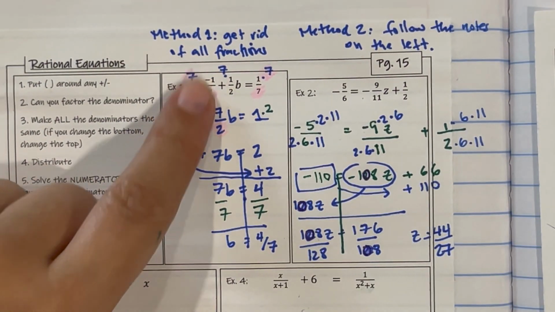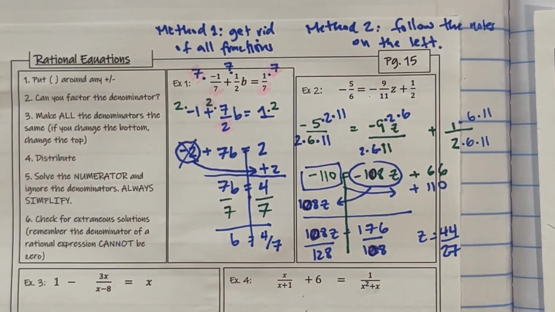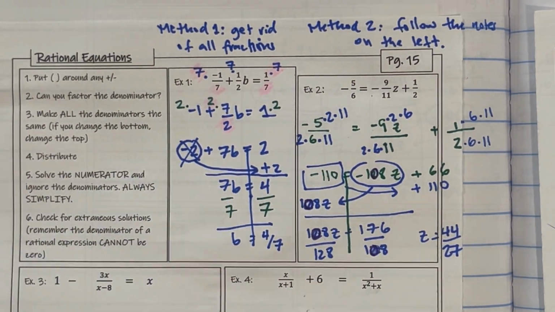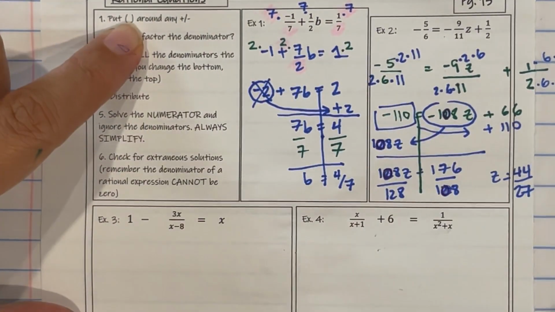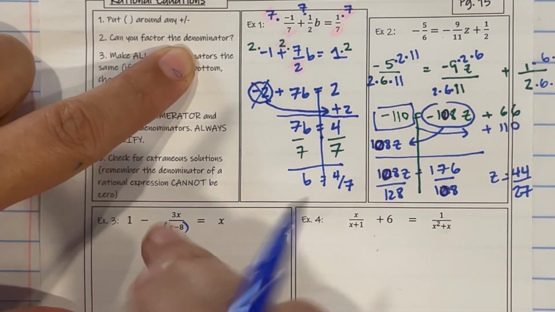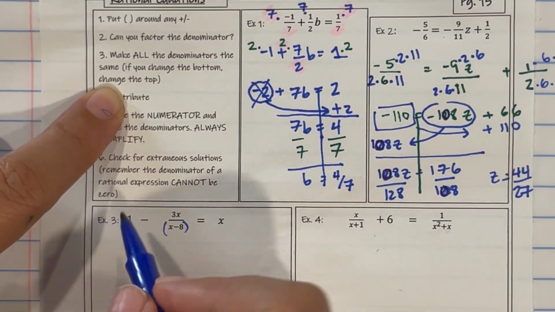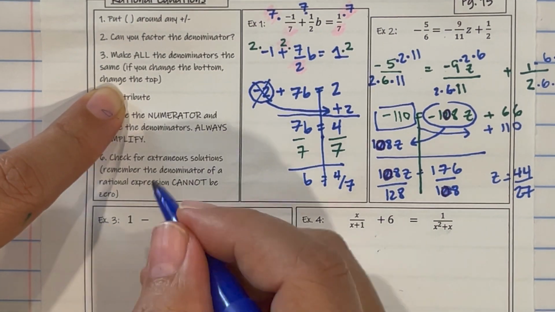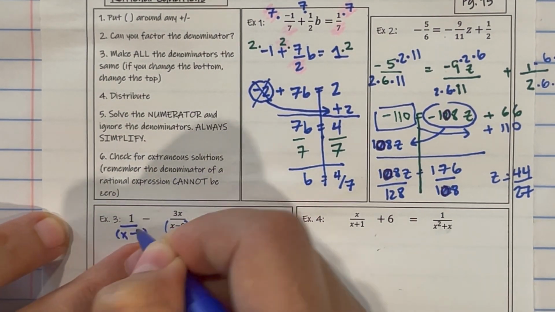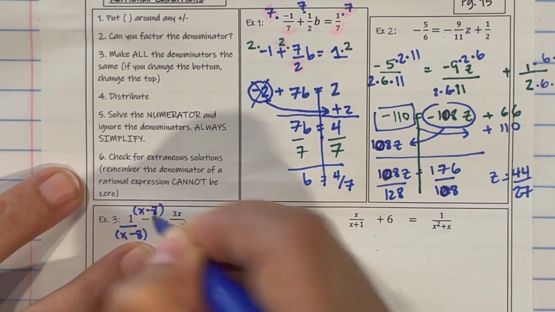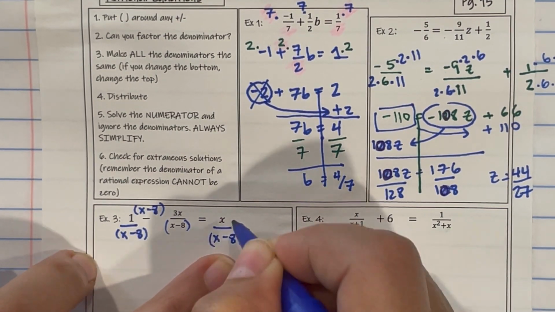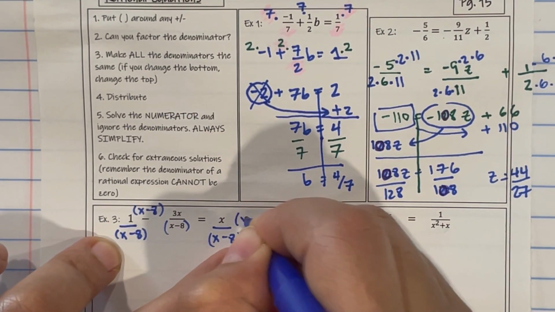Okay. All right, so two methods. I'm sticking to method 2. I wanted to show you with numbers first because you guys are used to numbers. Let's look at what I do if they're expressions. So again, put parentheses around the expression. Can you factor the denominator? No. Let's make all the denominators the same. So it needs x minus 8 on all of them. If I change the bottom, change the top. x minus 8 on the bottom, x minus 8 on the top.